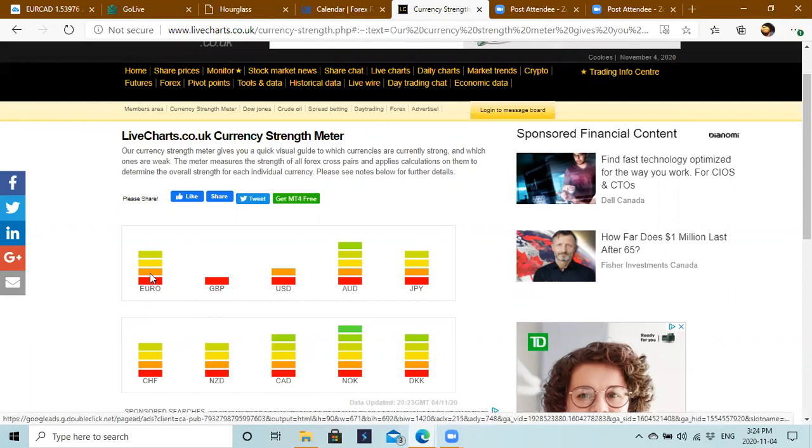So if we were looking at GBP CAD, we know that GBP is going to be the buy and CAD is going to be the sell. So we see how strong CAD is. I'm only going to be looking for sells.